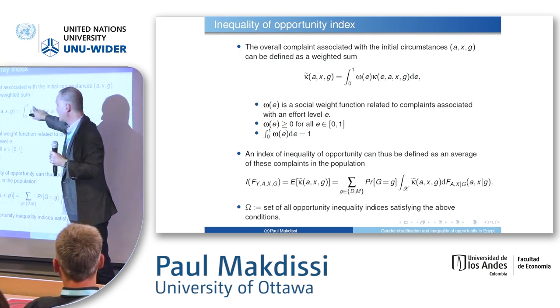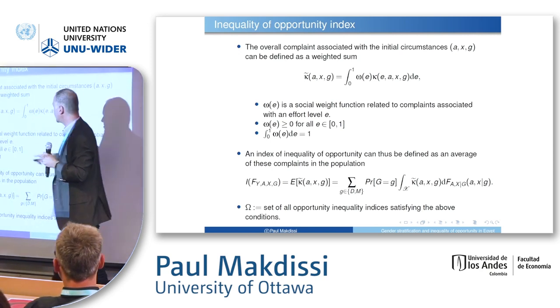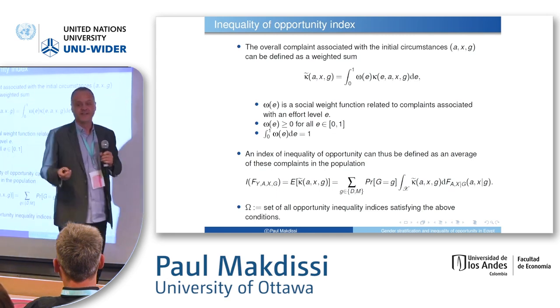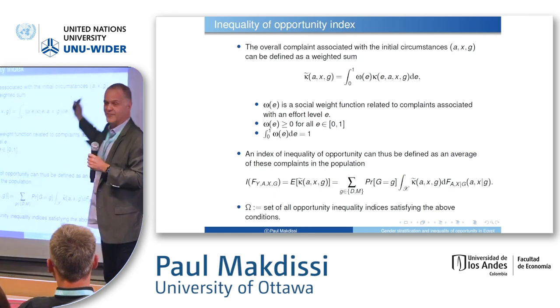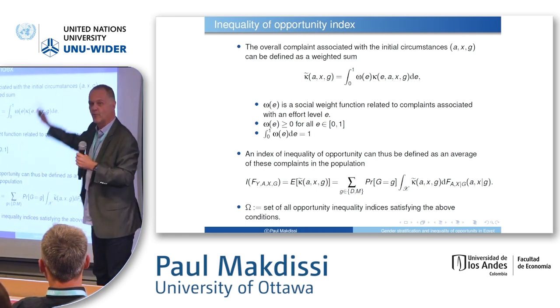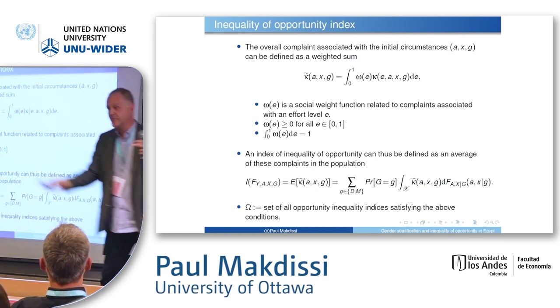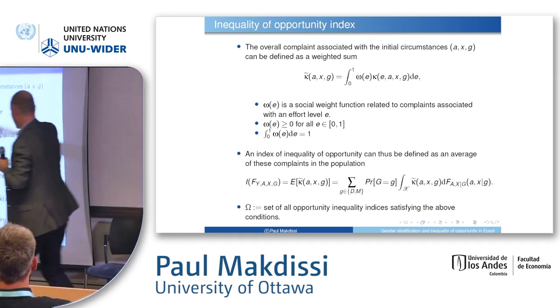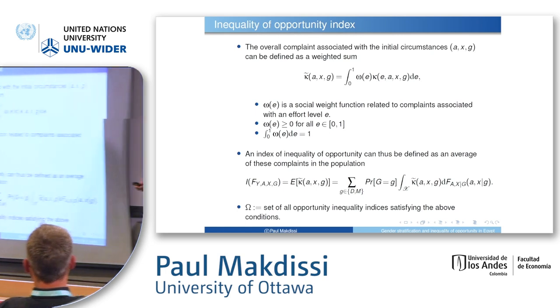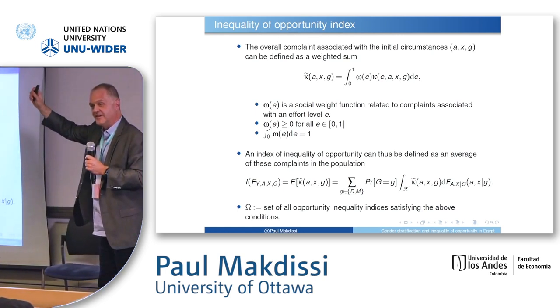We don't make any strong assumption on this function. We just say this is non-negative and it should sum to one. Of course, the standard average is one of these functions, but you can put some weight on the upper end, on the lower end. It will obey that. And the index of inequality of opportunity is just the average of that in the society.